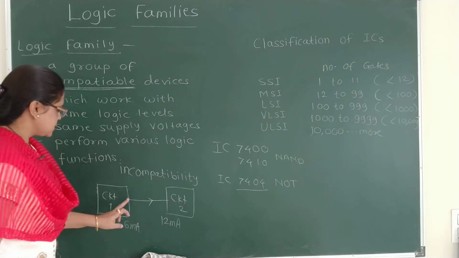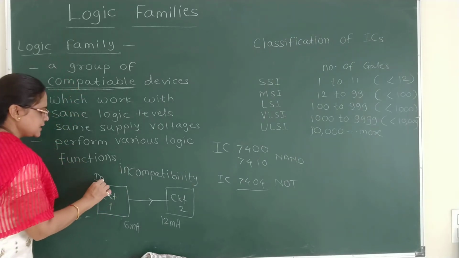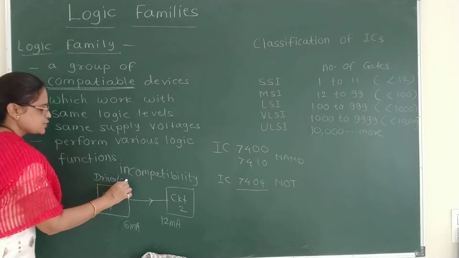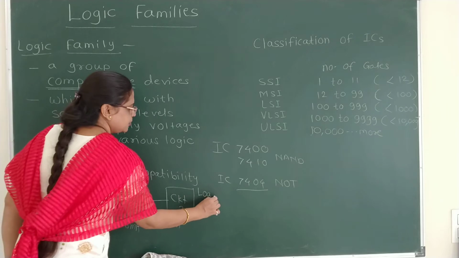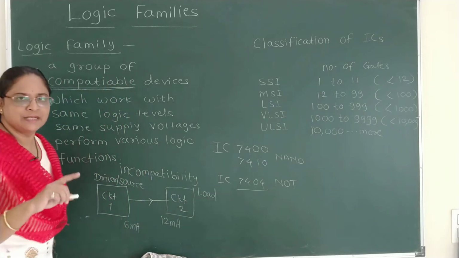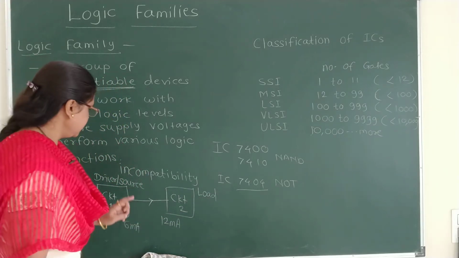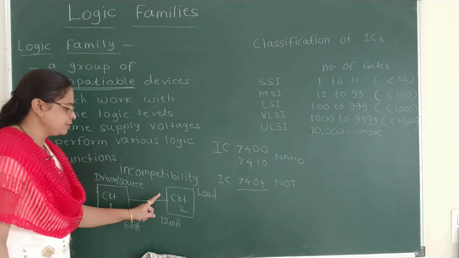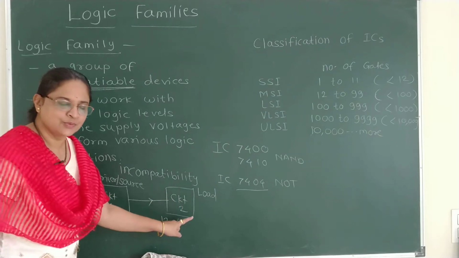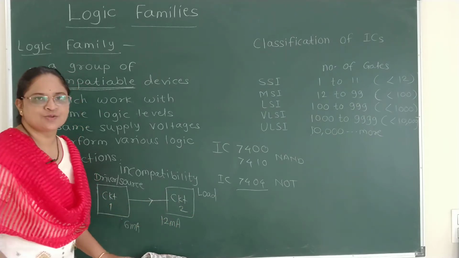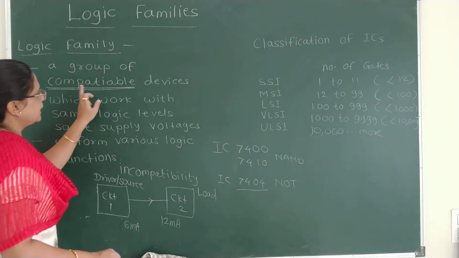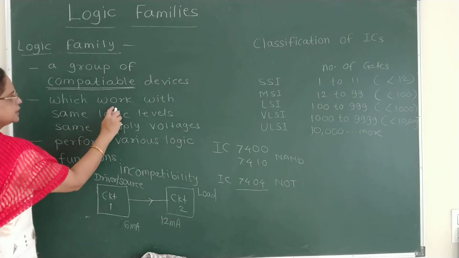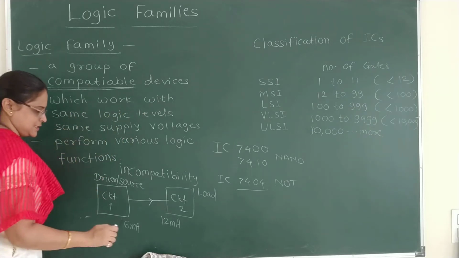Circuit 1, we normally call the driver circuit or source circuit, whereas circuit 2 is labeled the load circuit. So what is the meaning of compatibility? When the output of circuit 1 fulfills the requirement of circuit 2, that property is known as compatibility. So a logic family is a group of compatible devices which work with the same logic levels.